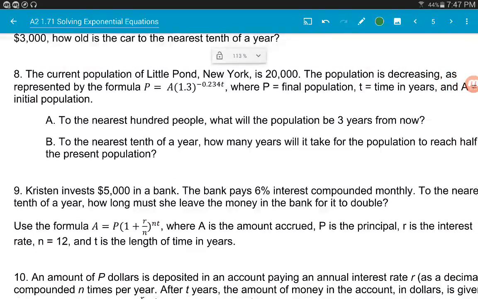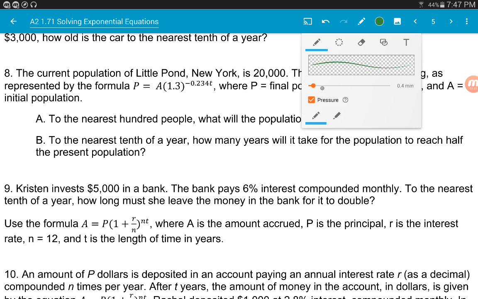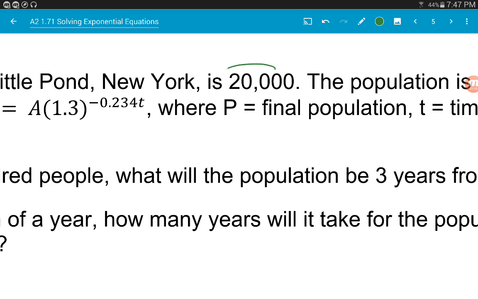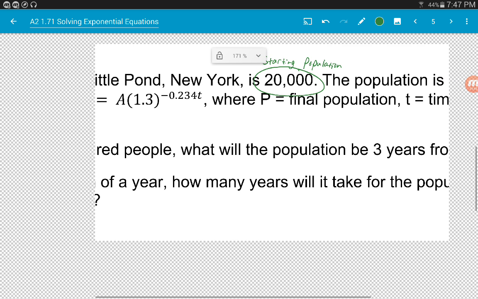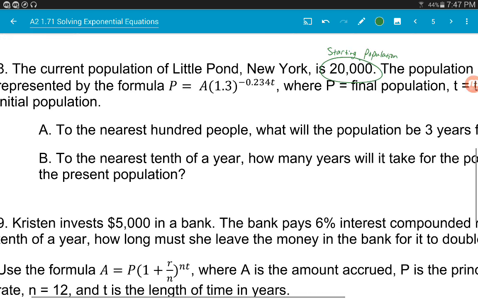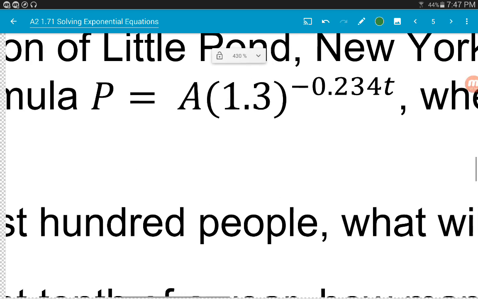The current population is 20,000. 3 years from now, the population will be different. So clearly, if I'm annotating this equation, 20,000 is my starting population. Because I really only have a couple options. They tell me what these letters mean. They tell me that P is equal to the final population and A is equal to the initial population.